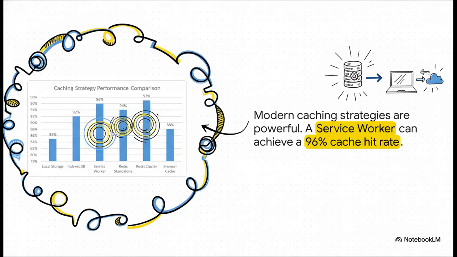And speaking of caching, this chart says it all. Modern techniques, especially something called a service worker, are incredible. Basically, a service worker is a little script that runs in the background in the browser, and it can intercept network requests. Look at that cache hit rate, 96%. What that means is for anyone who's visited your site before, it can load almost instantly, right from a local cache. It's a total game changer for perceived performance.